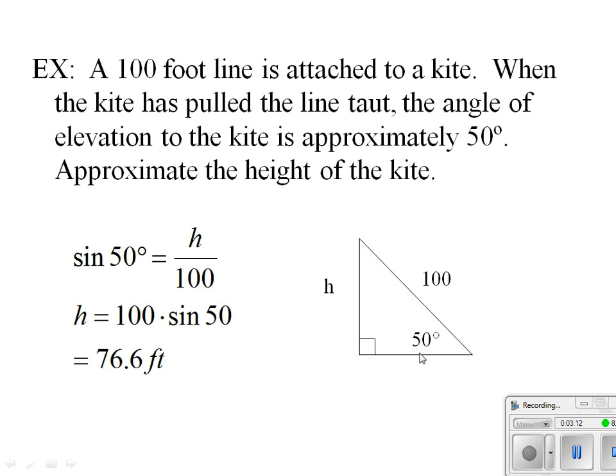So when I think about it, I've got the opposite and the hypotenuse compared to my angle 50. Okay, opposite of angle 50 and the hypotenuse. So that's going to be our sine ratio. Sine of 50 degrees is H over 100. So I just solve for H by multiplying by 100 and I get an answer.